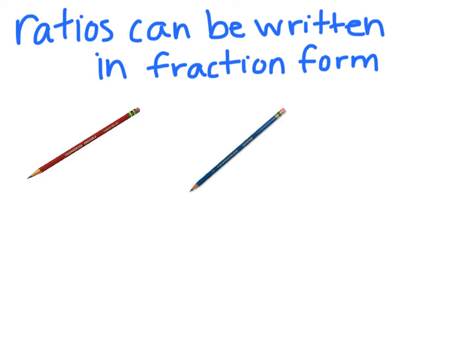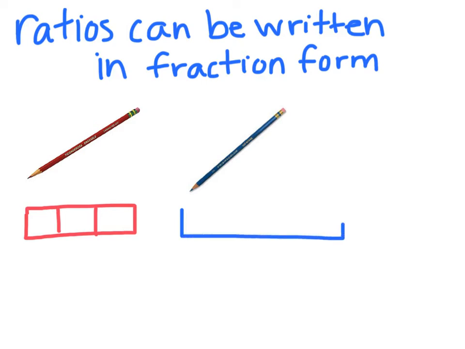Let's say that Jason has two colored pencils, one red and the other blue. The ratio of the length of the red pencil to the length of the blue pencil is as represented in this model. The length of the red pencil is 3 units long, and the length of the blue pencil is 5 units long. So the total number of units is 8.